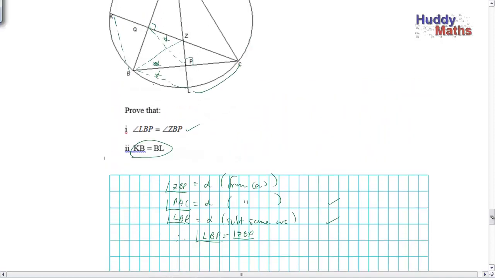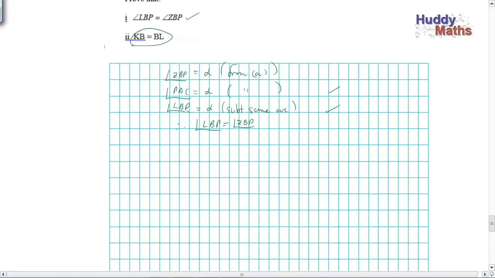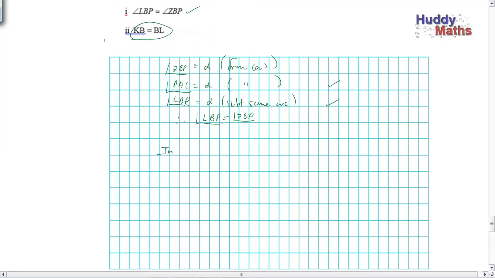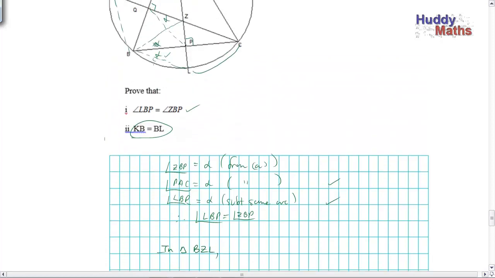So what have we got? Let's try and work on the stuff that we've got, building up our bus trip. We've just shown that. So can we use it, thinking that it probably leads on? Well, let's have a look at the triangle BZL. In triangle BZL, we've got those two angles equal here. BZL bisects a vertical angle and it's perpendicular to the base.